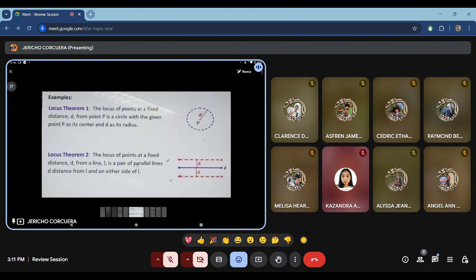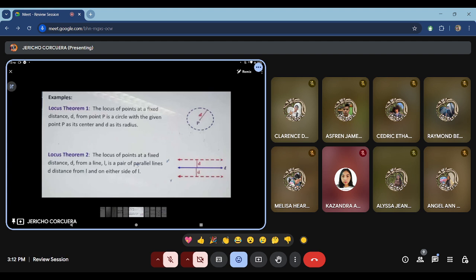You can see that it is a fixed distance, equidistant. This fixed distance is called the radius, and the set of points is equidistant. So it's a fixed point, which is the center. So P is the center of the circle and d is the radius. And the locus of points is a circle. I still don't know if a circle is a polygon or not.